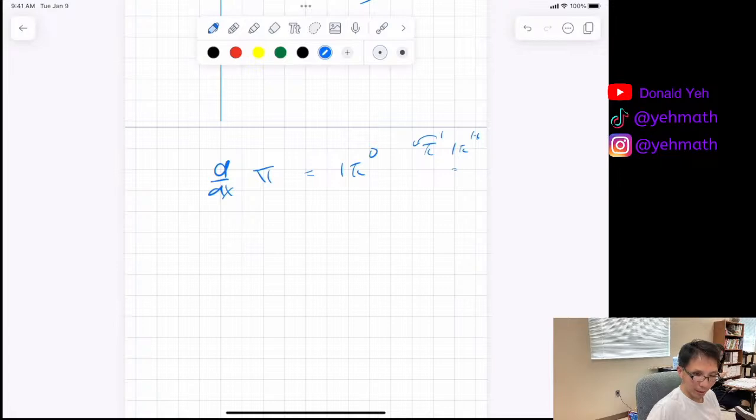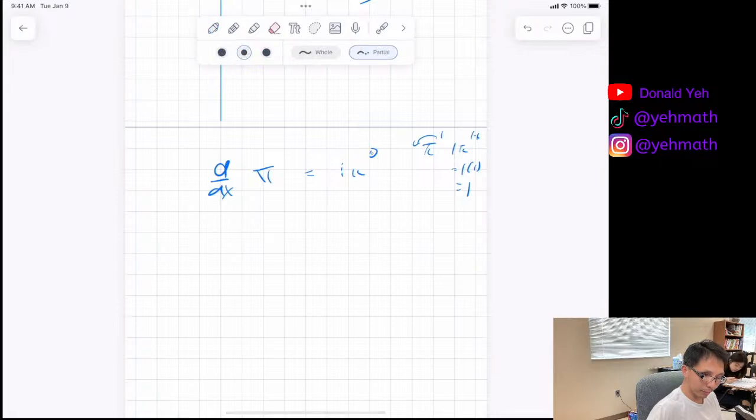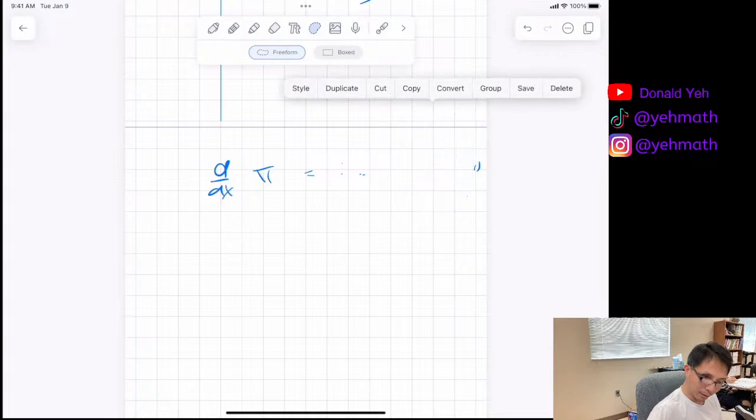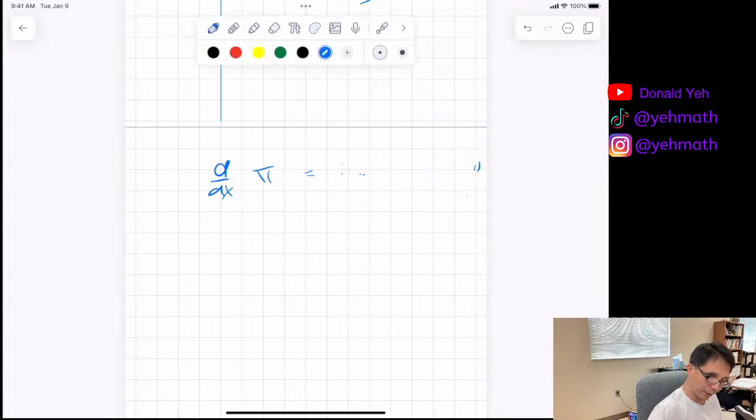So it'd be anything to the 0, which is 1, and that's 1. But that's not right, because the derivative of a constant is just flat out 0. Not 1. But they say this is 1, which is kind of stupid. So the derivative of pi is just 0.